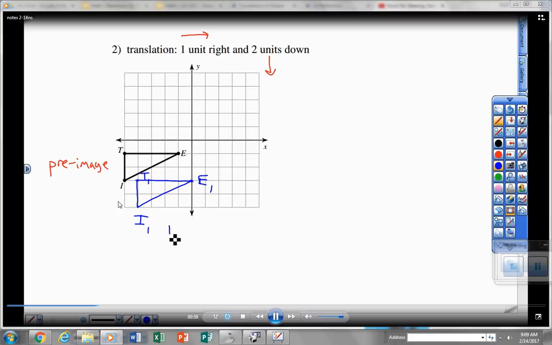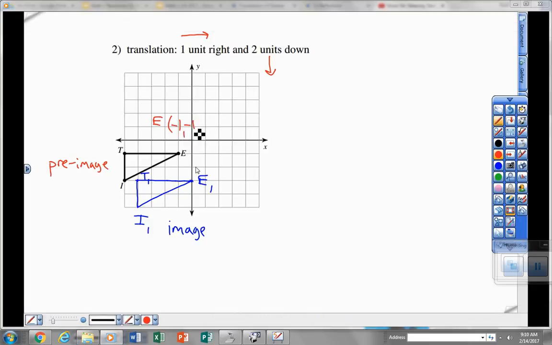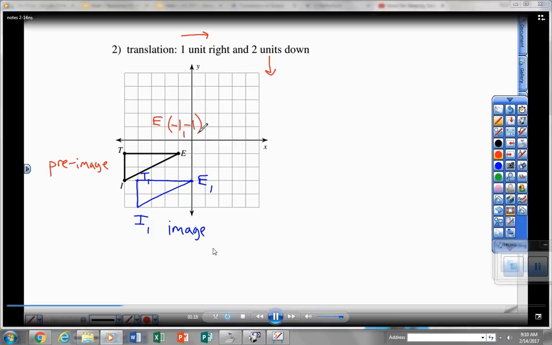That is pretty easy. But what we really want you to know is what's really happening with the coordinates. So I'm going to take a couple coordinates and compare them. I'm going to take E and E prime. That coordinate E is -1, -1. And the new E prime is 0, -3. So if you're understanding these correctly, I'm moving it 1 unit to the right. That means from the first one to the new one, the X coordinate will go up by 1.